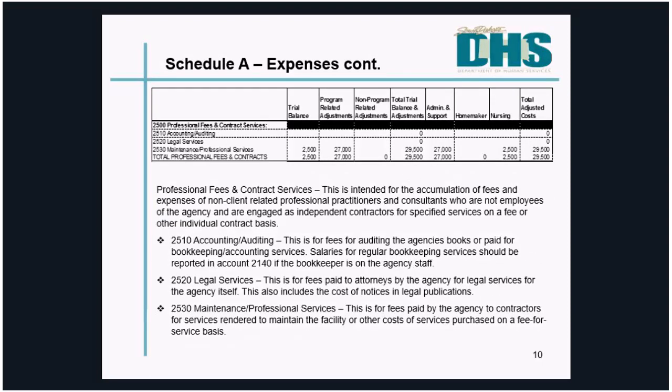Next section is for professional fees and contract services. This is where you would include those fees for services for bookkeeping or accounting, auditing, legal services, and if you hire an outside agency for cleaning, maintenance, those types of services, this is where those expenses would go. Do not include staff members here. If these are employees of the agency, do not include them here. There are other sections that we've identified for these areas. These are all for fees for service.